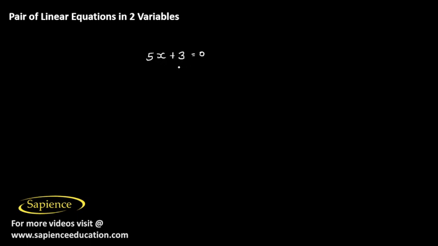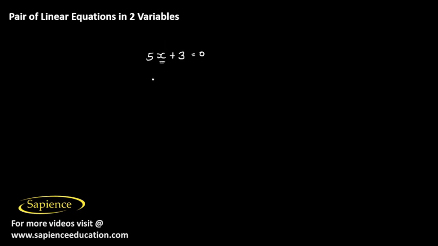This is called a linear equation. Linear means the highest power of the variable is 1. Here x is the variable and the power of x is 1. The exponent of x is 1. Such equations are called linear equations. But in this chapter we'll be dealing with linear equations in two variables. So in this linear equation there is only one variable, which is x.